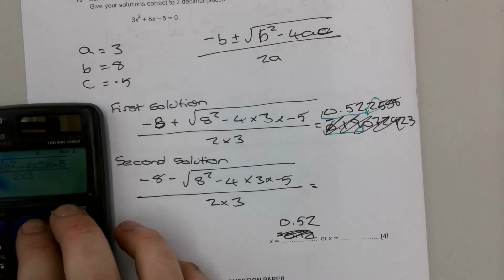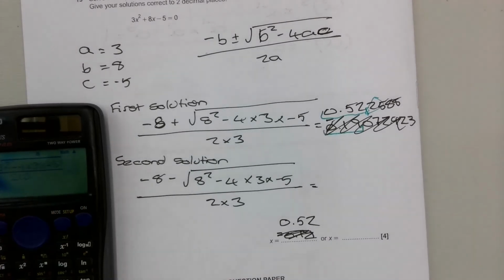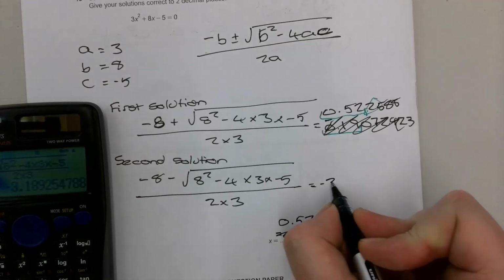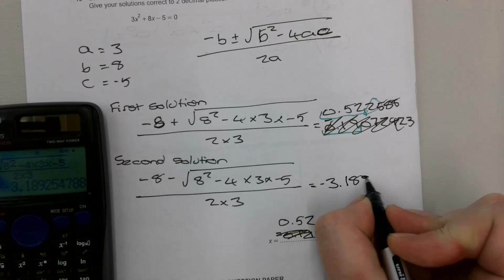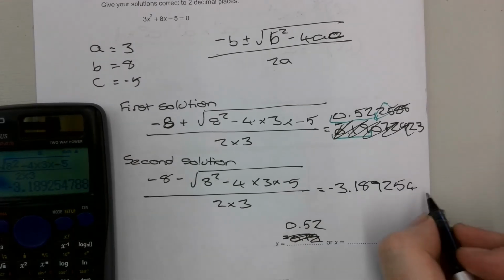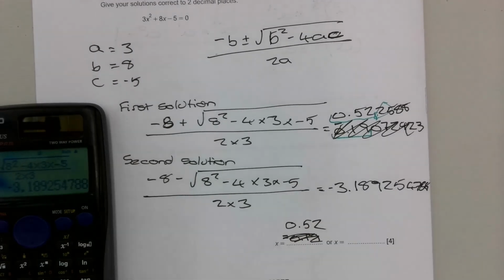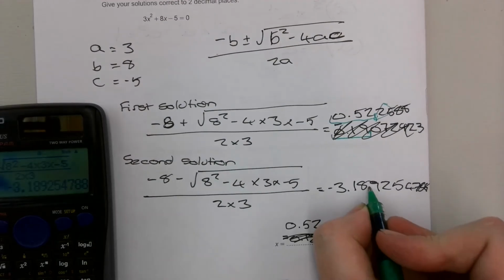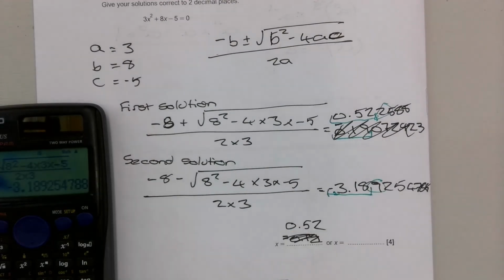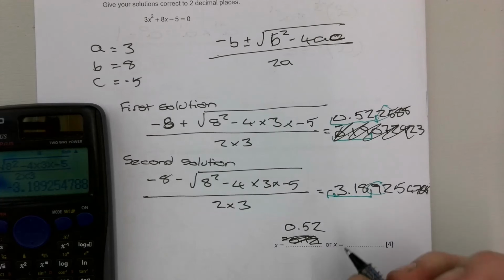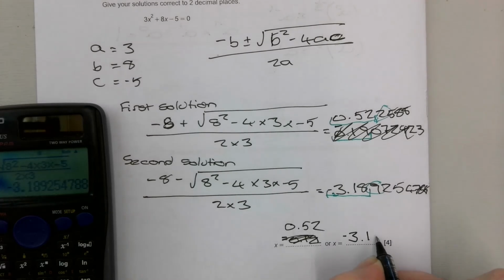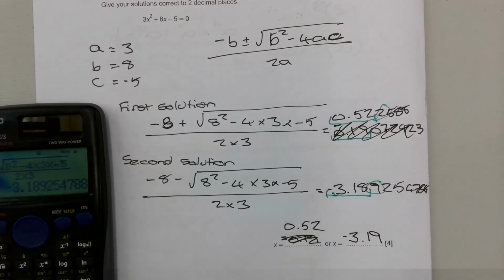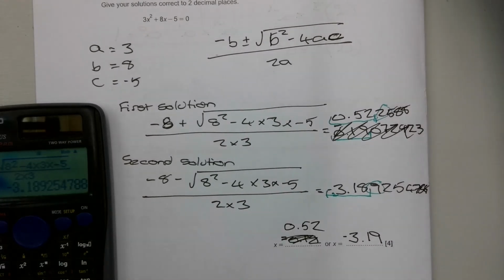Now, second answer, we're going to change this plus to the minus. Again, we want it as a decimal, and we're going to get minus 3.189254788, etc. And we are going to round that again to 2 decimal places. So there's our second decimal place, and then we've got a 9, so we're going to round up, and that's going to become minus 3.19. Yeah, sorry about that mistake. Easily corrected though.